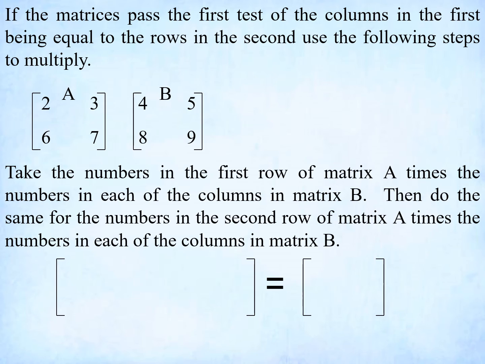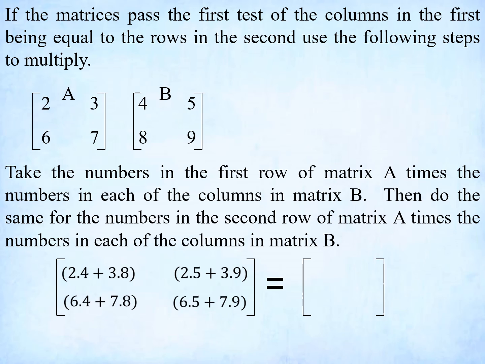So, multiplying 2 by 2 matrices. Since the number of columns is equal to the number of rows of the second matrix, we can multiply them. So in multiplying this one, we have 2 times 4 plus 3 times 8, and then 2 times 5 plus 3 times 9. And we have 6 times 4 plus 7 times 8, and then 6 times 5 plus 7 times 9.